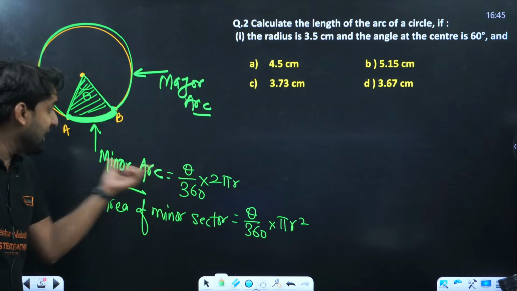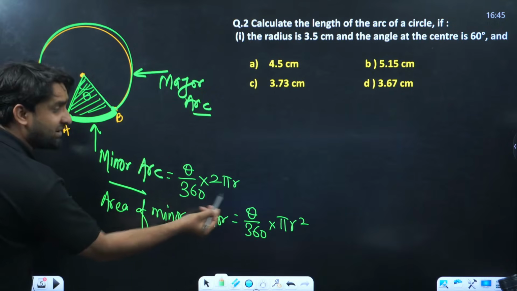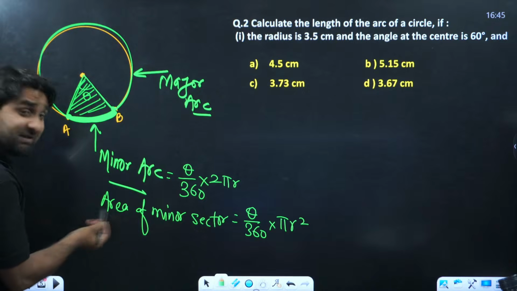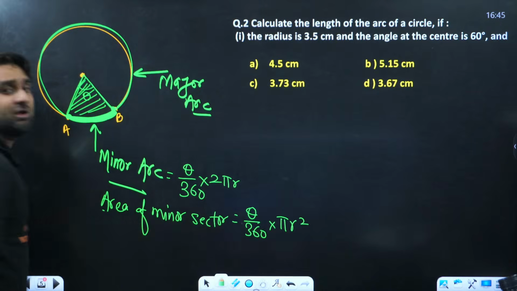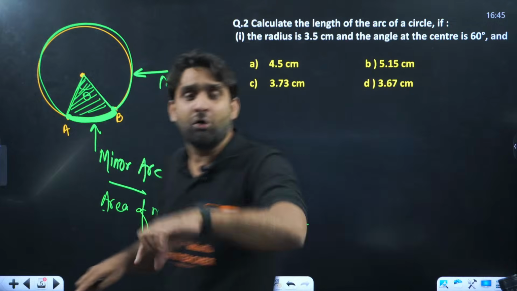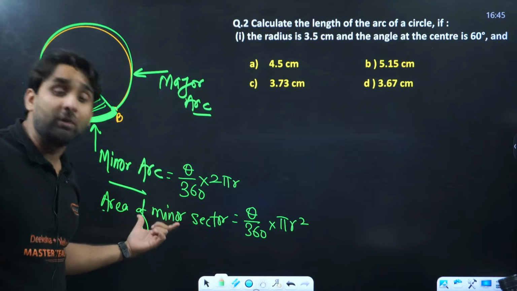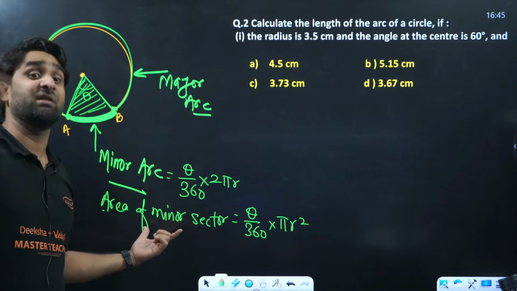If I ask you length, minor arc means the length, so we take the circumference of the circle. If we are dealing with area, we take the area of the circle. So it depends whether 2 pi r or pi r square will come, according to what you are calculating: the arc or the area of the sector.